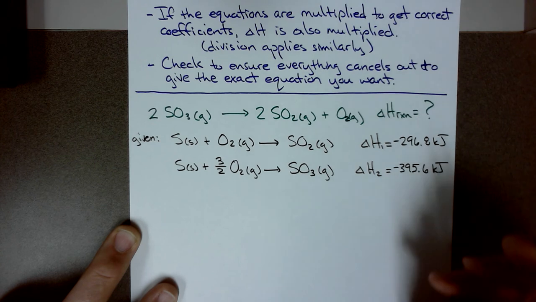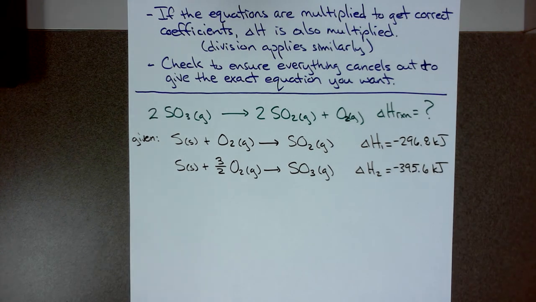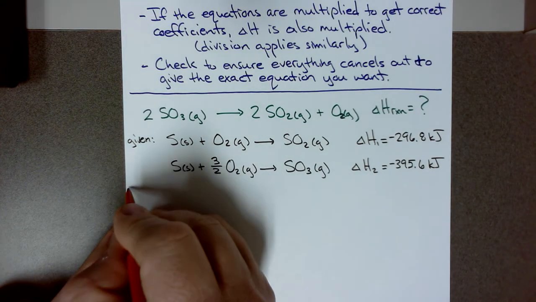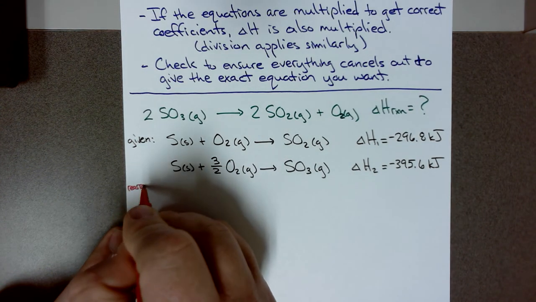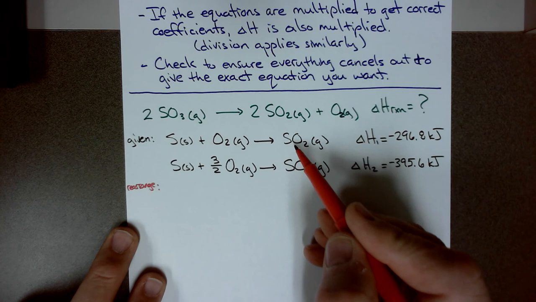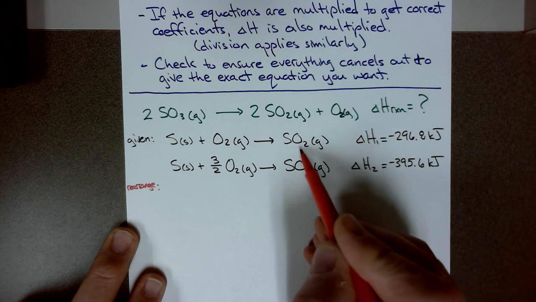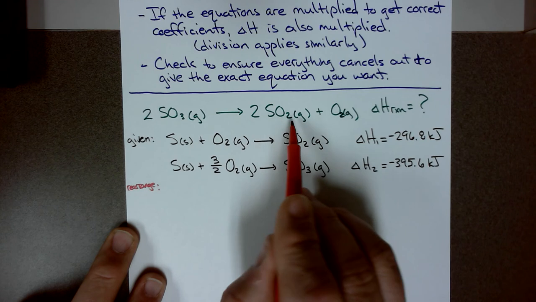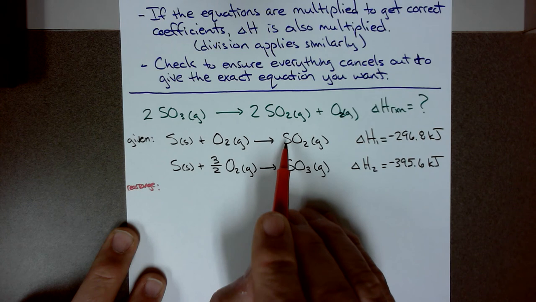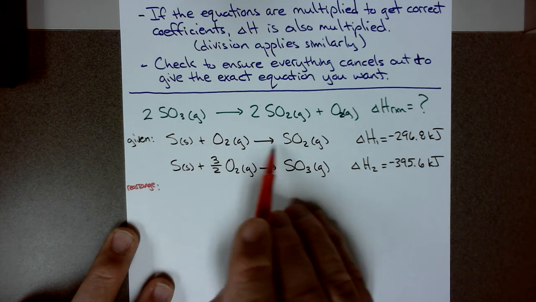kilojoules. Okay, so now I'm going to have to manipulate these. So I do a whole other row of this because it's really hard to keep track of if you're not very careful with it. We'll say this is the rearranged equations. In this, I notice that I have sulfur dioxide on the product side. I need it on the product side, so I'm not going to flip it, but I need 2 moles of it. The given one only has 1 mole. So I'm going to multiply everything by 2 all the way across.